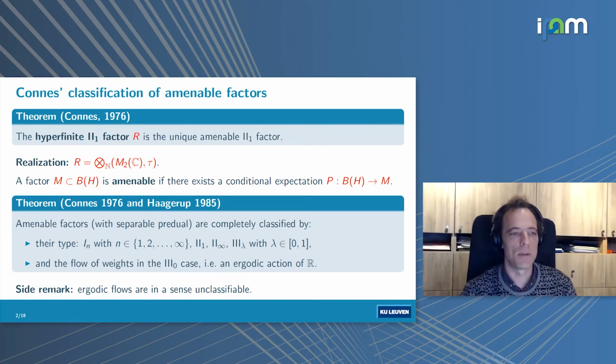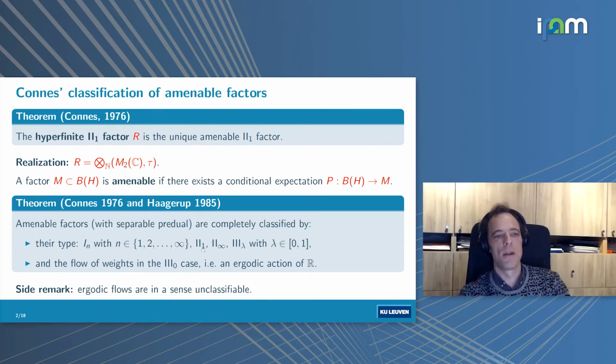So the type can be quite a few things. There are the type I factors, which are just bounded operators on a Hilbert space of a certain dimension, that's the I_n. II_1 is the case we're interested in, with the trace. Then II_infinity, where there is an infinite trace. And then there are the more complicated ones, complicated from a certain point of view, that are classified through modular theory for states or weights. The type is then labeled by a number lambda, which is covering the entire interval from 0 to 1.